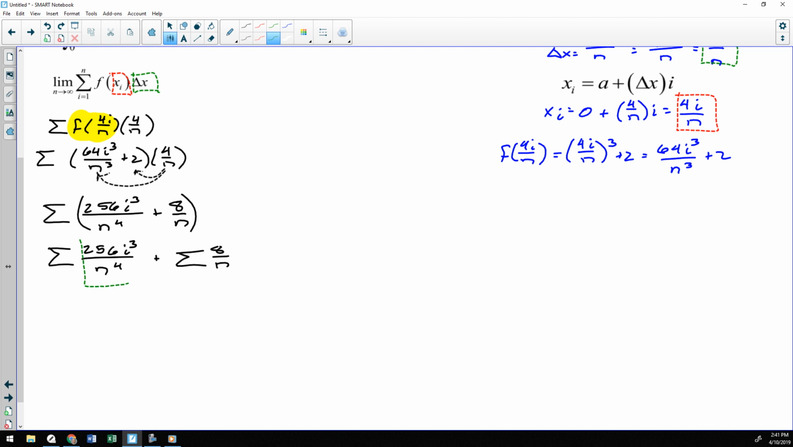To get those two summation formulas, I'm going to take out all of my constants, which would be 256 and n to the 4th, because both of these summations are as i goes from 1 to n. So i is the variable in the i's of these summations. So I'm going to factor out the 256 over n to the 4th, and then I'm going to pull out the 8 over n.